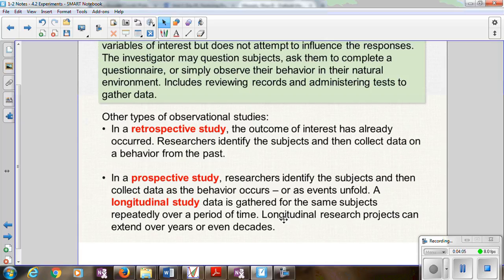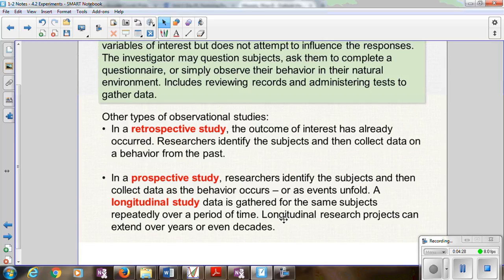Another type of observational study would be a prospective study, where researchers identify the subjects and then collect data as the behavior occurs or as events unfold. A longitudinal study is an example of this, where data is gathered for the same subjects repeatedly over a very long period of time. And longitudinal research projects can extend over years or even decades.